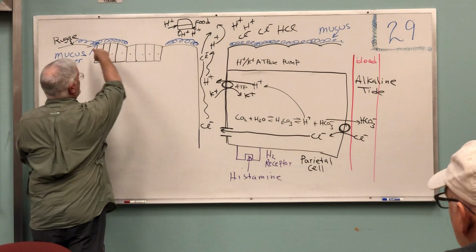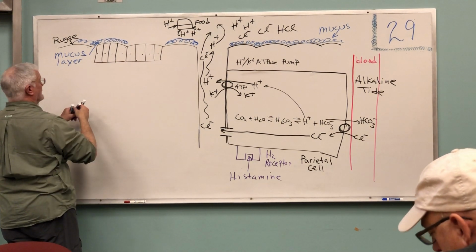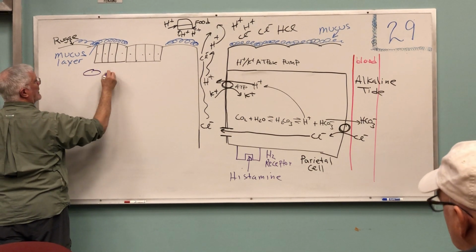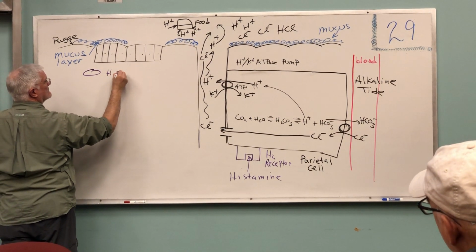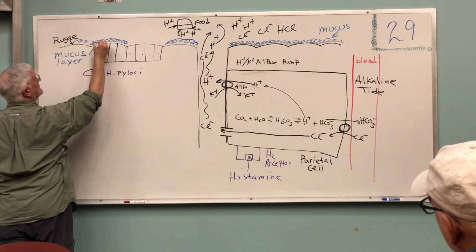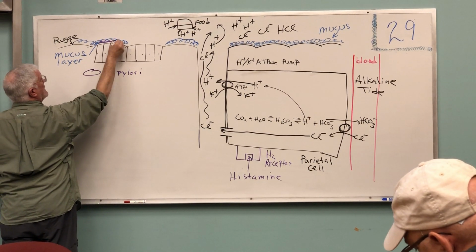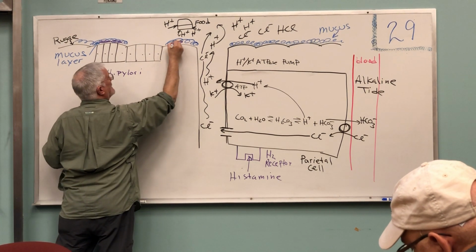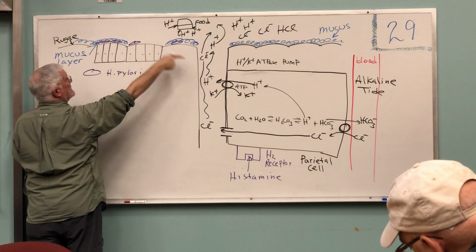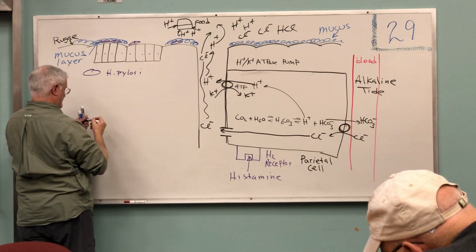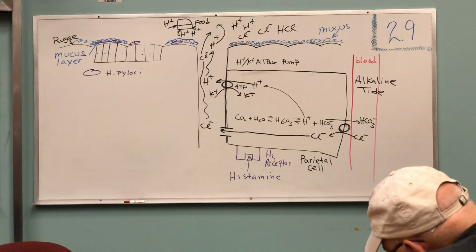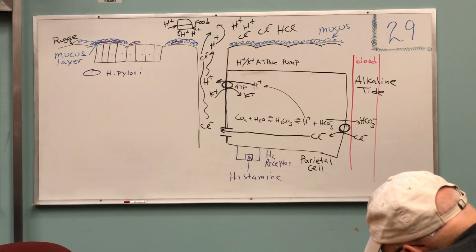They're going to live in the mucus because they eat protons. So we're going to draw some little H. pylori buggers. That'll be these guys. We're going to put them in here and in here. We're going to put some of them in here. We're also going to have some right here where there is no blue mucus.